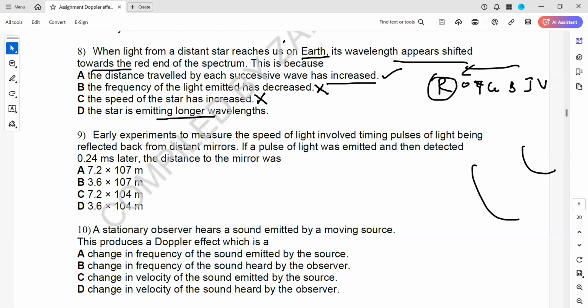The star is emitting a longer wavelength? That's also wrong. The star is emitting the same wavelength, but what we receive on Earth will be longer.